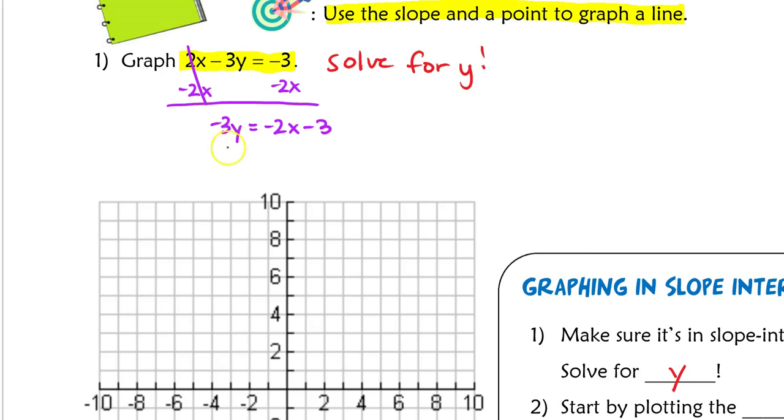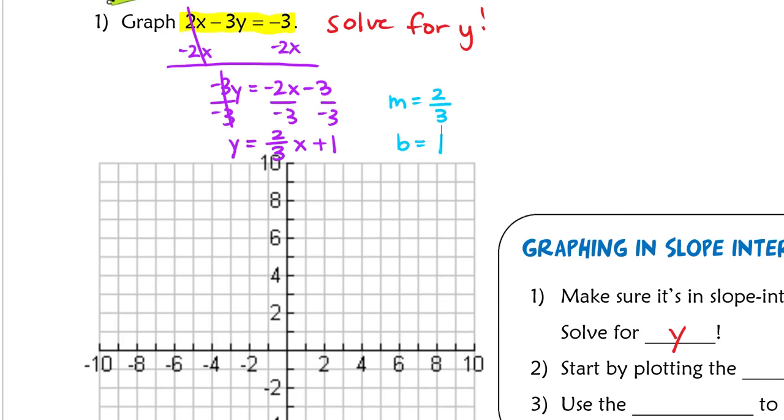Next, we're going to have to get rid of that negative 3 here out in front of the y, so we'll divide by negative 3. And now the y's by itself, because the negative 3's will cancel, so we are left with y equals, on the right hand side, negative over a negative gives me a positive 2/3 x, and then negative 3 divided by negative 3 is positive 1. So now this is in slope-intercept form. So let's quickly identify the slope and the y-intercept. The slope here, m, is 2/3, and my b value, the y-intercept, is positive 1.